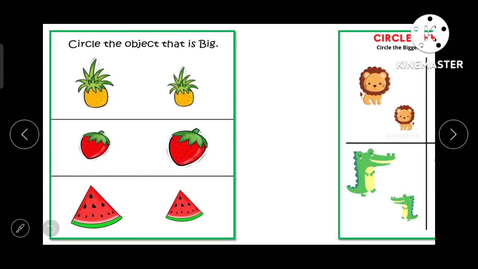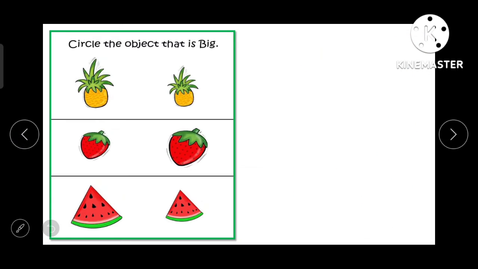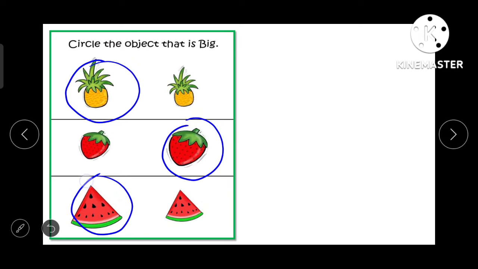Now what we have to do, circle the object that is big. On the screen you can see three objects: pineapple, strawberry and piece of watermelon. So what we have to do, we have to circle the object which is big. Here this one is big, here this one is big, and here this one is big. This one is small in size, this one is also small and this one is also small.